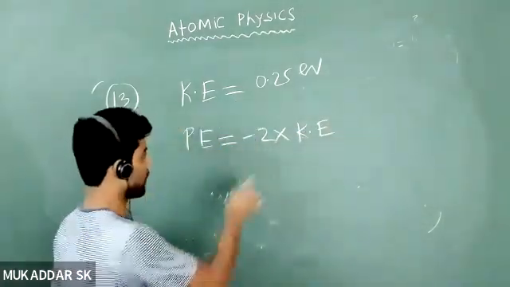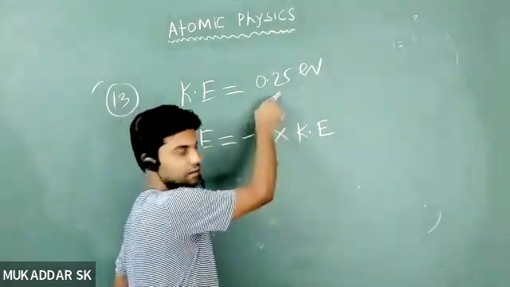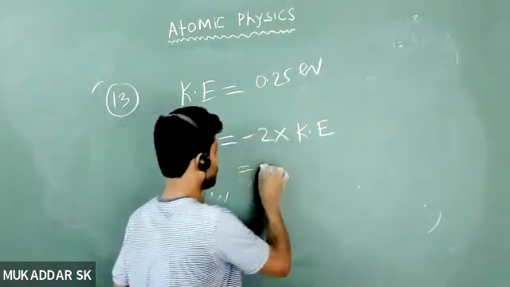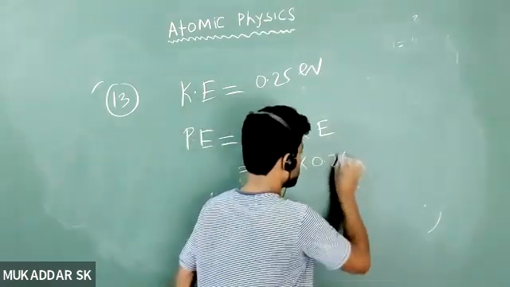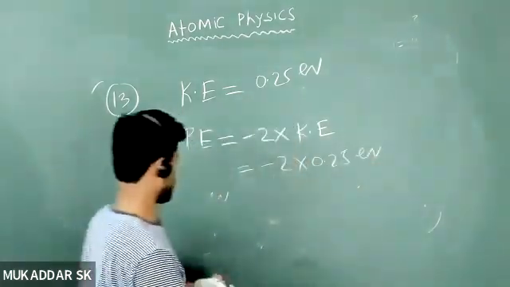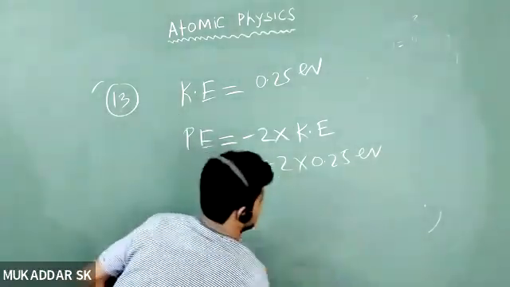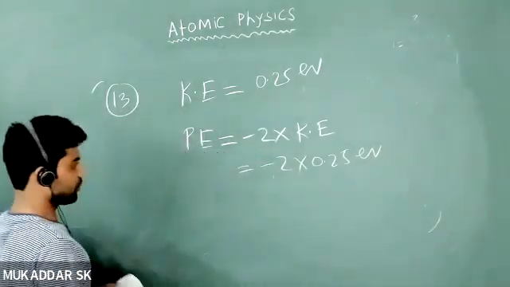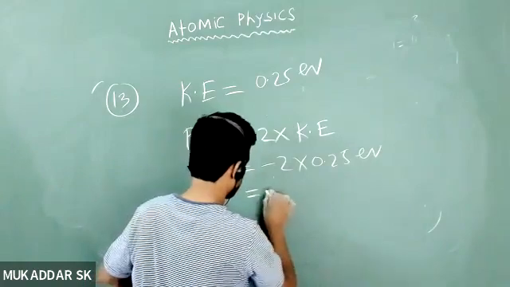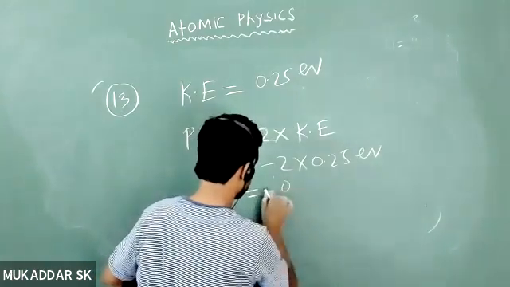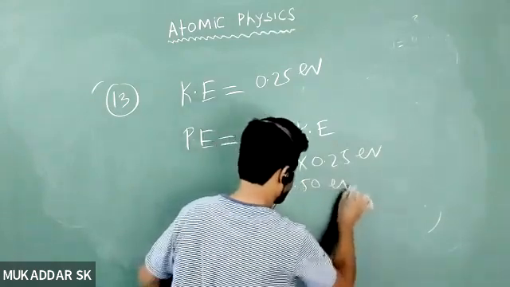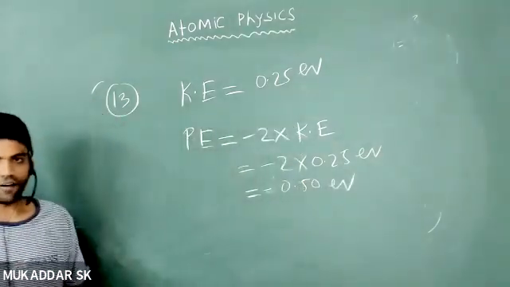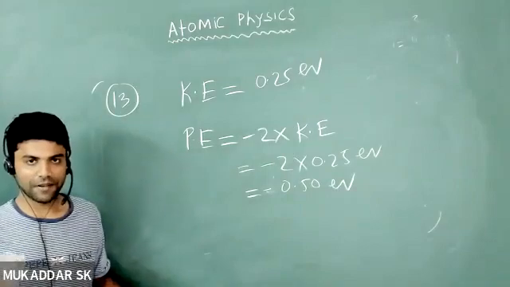Okay. So if you substitute that, you know the kinetic energy for this state, so the potential energy will be how much? 2 into 0.25 electron volt. Okay. So very simple. So how much will we get? Minus 0.50 electron volt. But what I have done, I have given a trick.